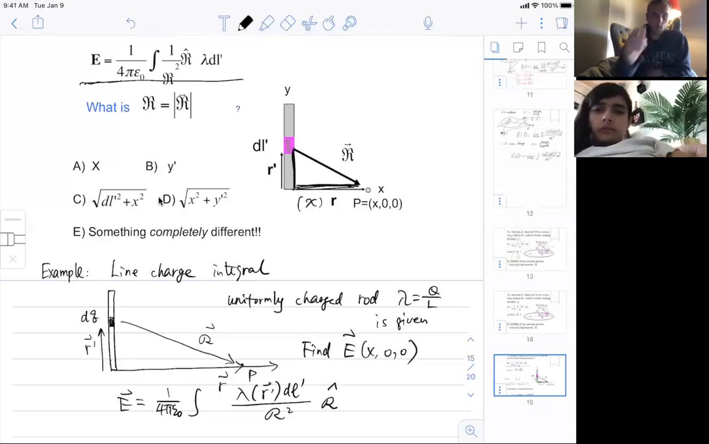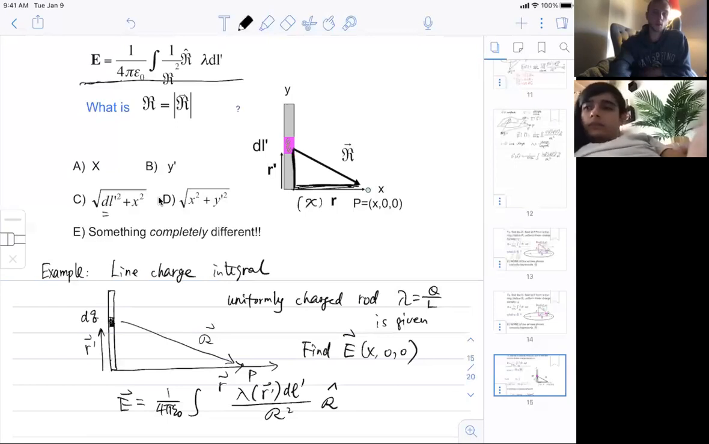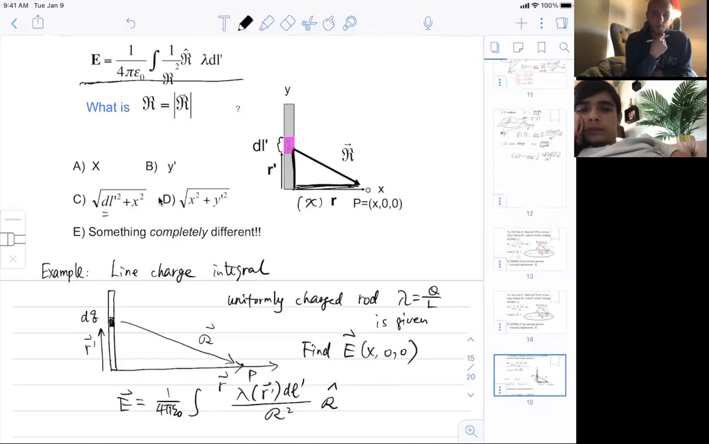Now, the difference is this one shows dl prime. So what does dl prime represent? dl prime represents some infinitesimal amount of charge you've taken from a charged rod. The dl is the length of this little red zone here. That's not what we want. We want the location of this little chunk from the origin.